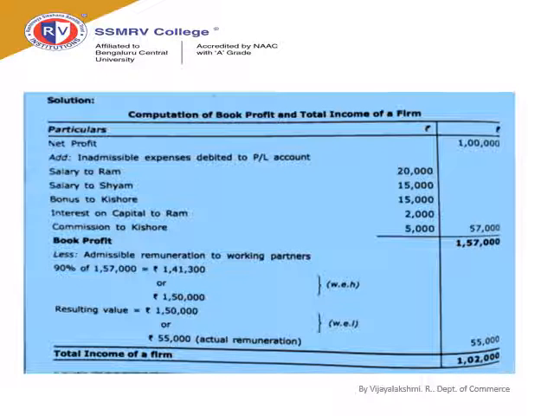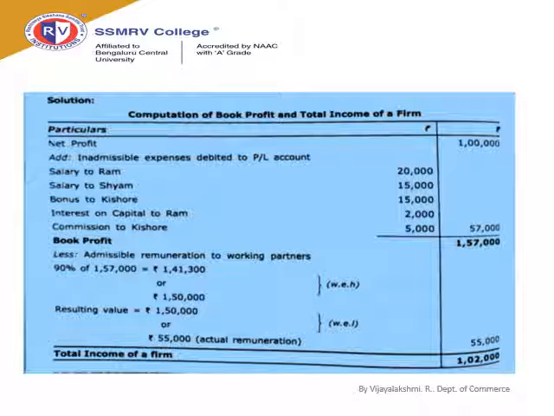Here is the solution. So the net profit given, 1 lakh rupees, is taken here, to which we are going to add the inadmissible expenses, that is salary to Ram 20,000, salary to Shyam 15,000, bonus to Kishore 15,000, interest on capital which is paid in excess of the limit specified 2,000, and commission to Kishore 5,000. Totally these are the items which you are going to add, which comes to 57,000. Total book profit is 1,57,000.